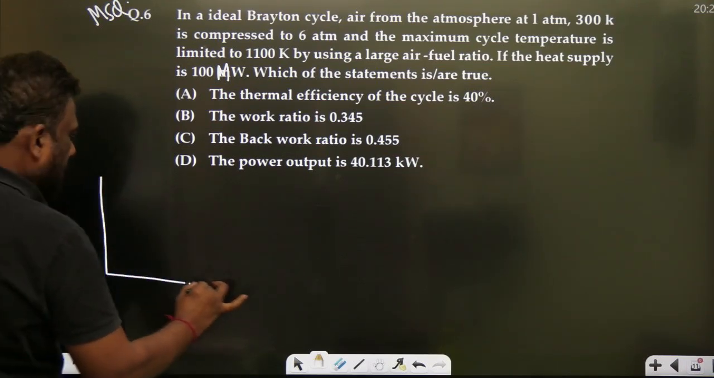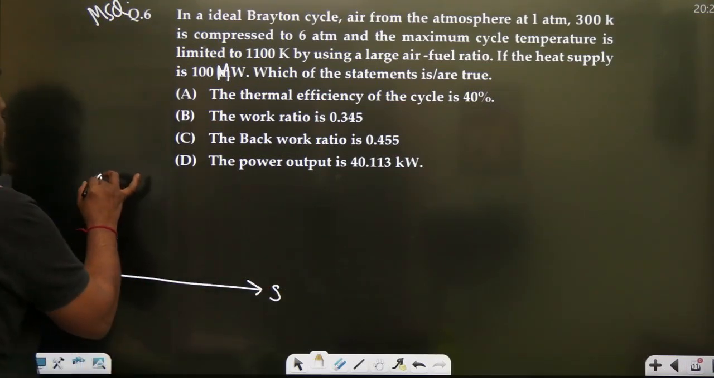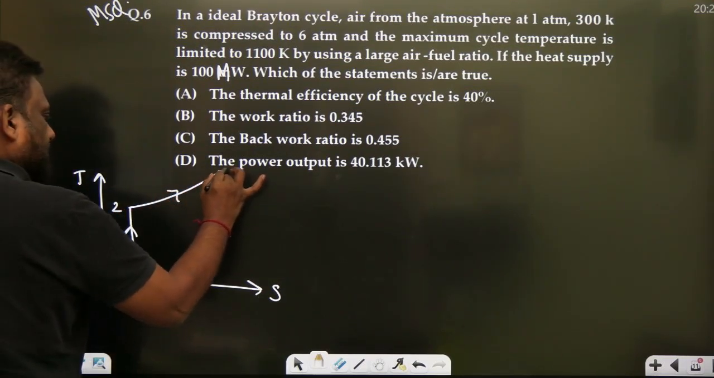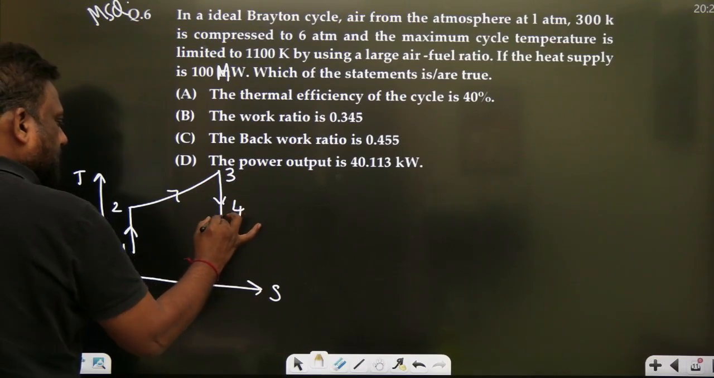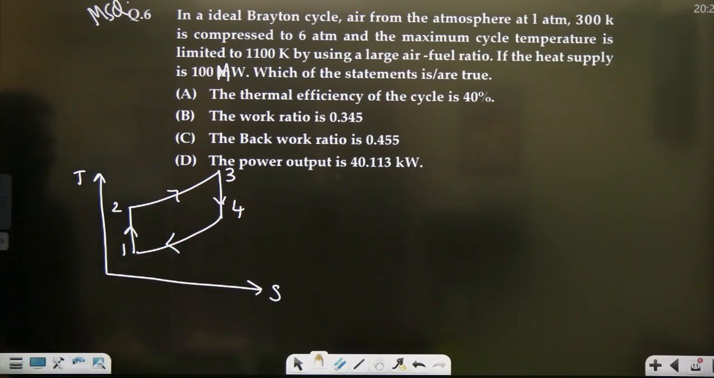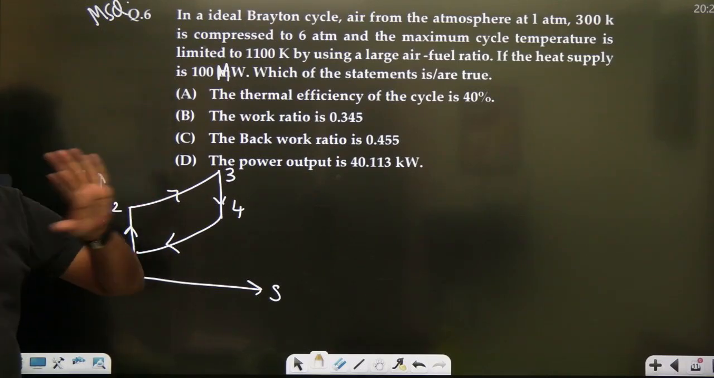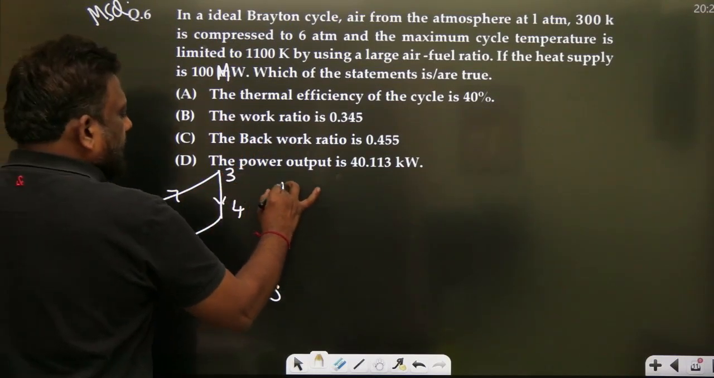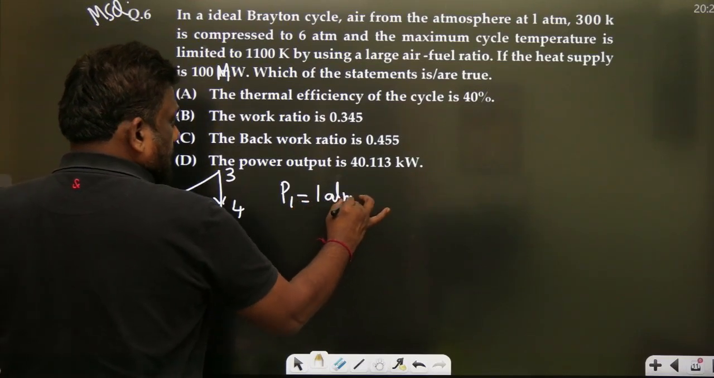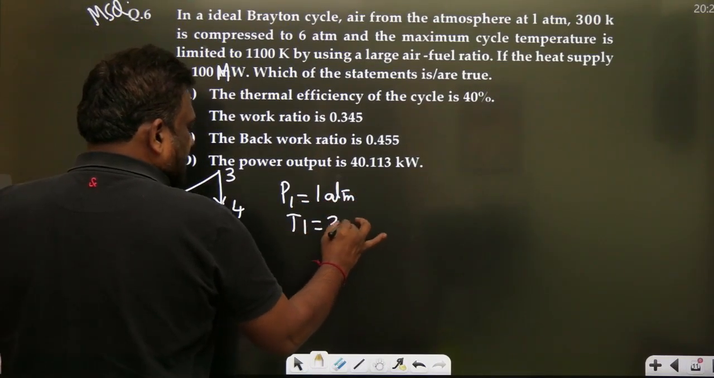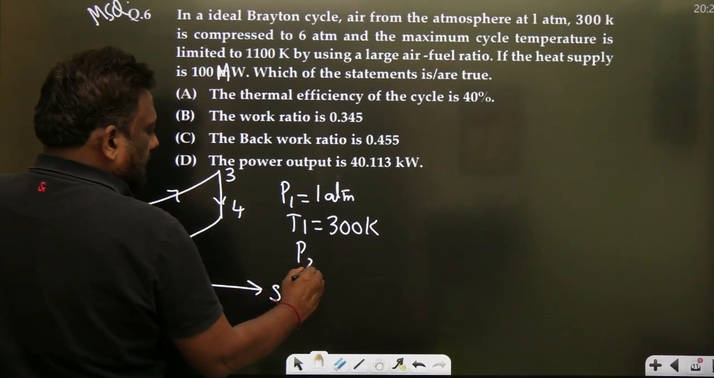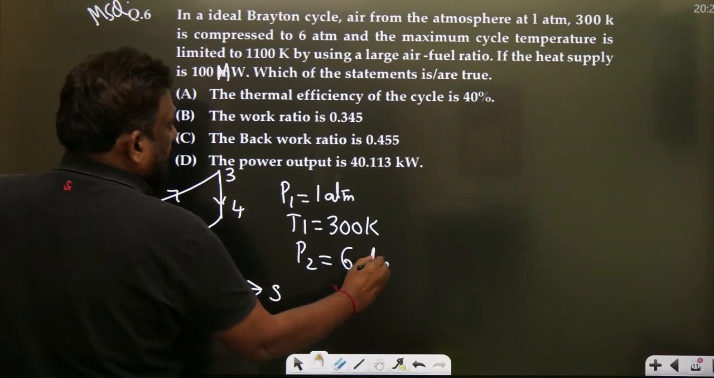So let's try to cover everything in a single question. Let me draw the cycle. Isentropic compression, constant pressure heat addition, isentropic expansion, constant pressure heat rejection. This is our Brayton cycle. Ideal is mentioned, meaning no isentropic efficiency, nothing directly. Now, P1 is given as 1 atm and T1 is given as 300 Kelvin. It is compressed to 6. So what is the pressure at 2? It is 6 atm.